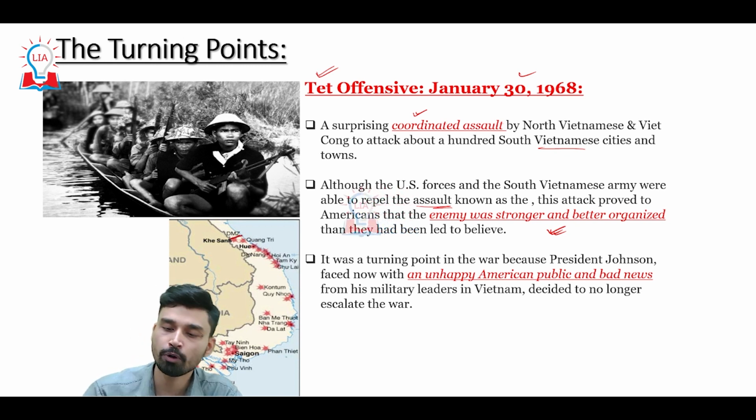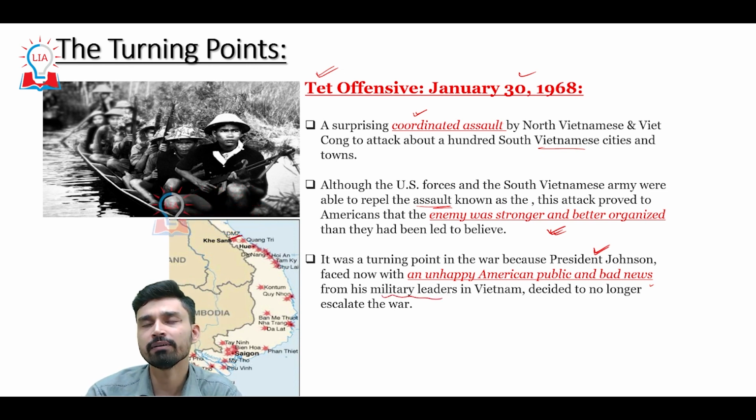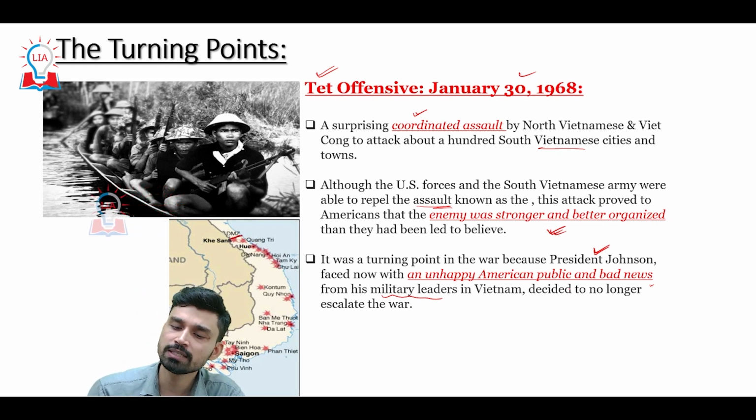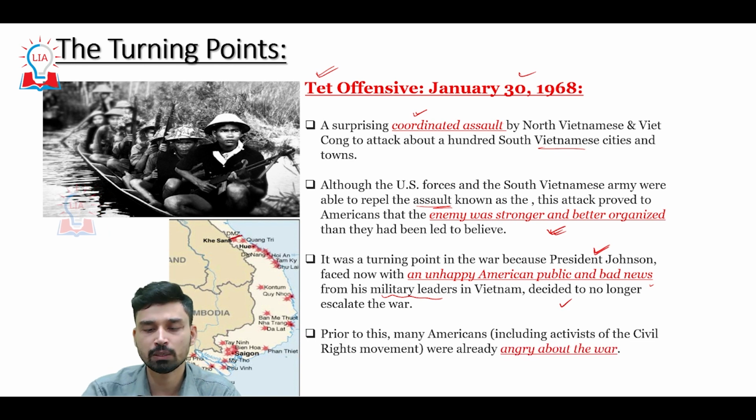It was a turning point in the war because after the Tet Offensive, President Johnson was faced with an unhappy American public and bad news, because a lot of soldiers were dying in Vietnam, and also many military leaders in Vietnam were continuously giving him bad news because they were not able to make any significant breakthrough. So he decided to no longer escalate the war further.